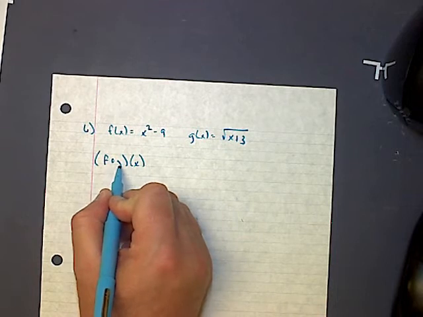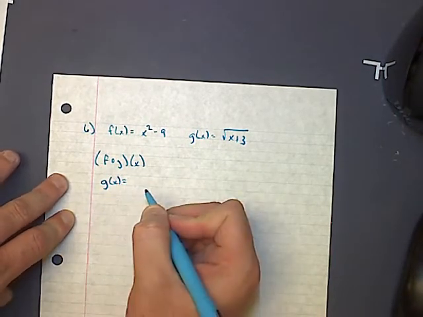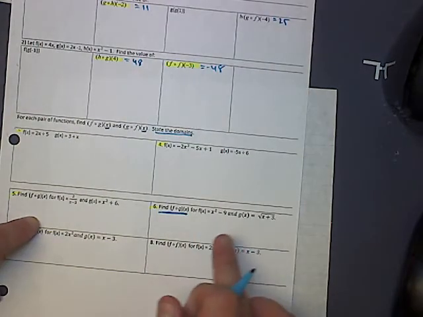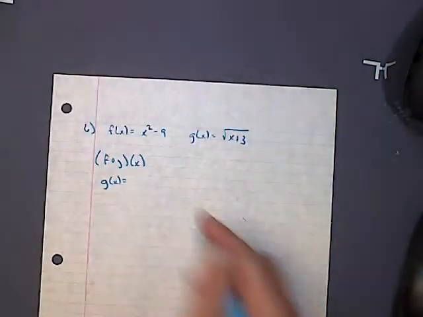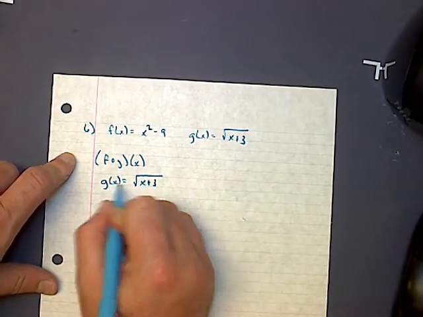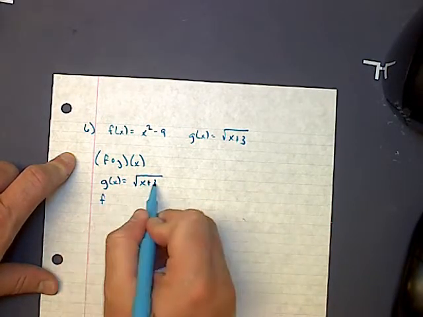X is closest to g, so I do g of x equals. This is number 6. We're going to come back to number 5 in just a minute. G of x equals square root of x plus 3. I take x, I plug in for x, it does not change it. Now, take f of your answer.